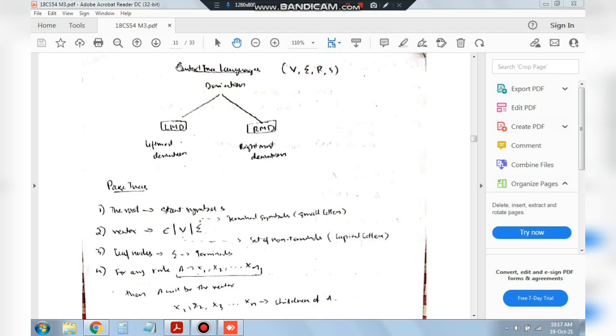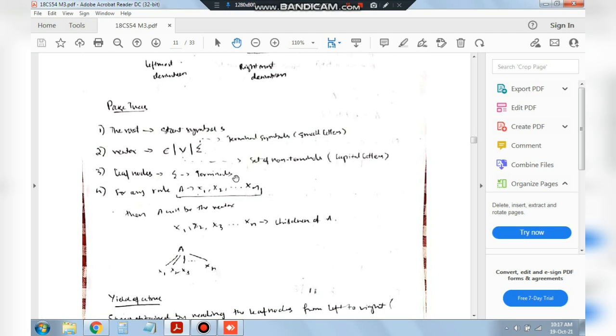Let's discuss context-free grammars. We have two types, LMD and RMD. LMD means leftmost derivation and RMD means rightmost derivation. Okay. And we'll start from the root. We'll have the symbol S here, and we'll have three options: either go with epsilon, or V, which is non-terminal, or the terminal characters, which is sigma.